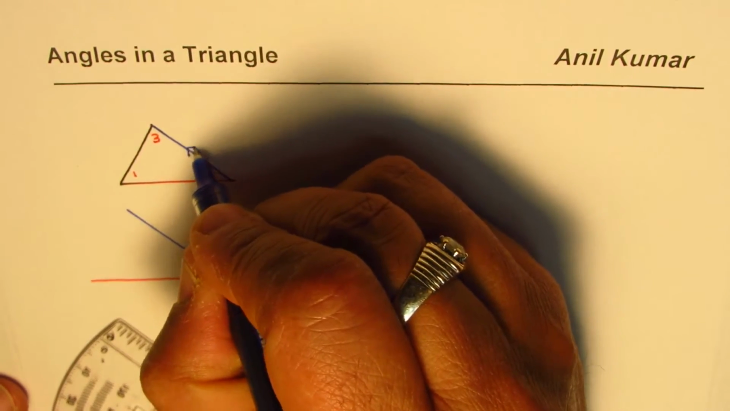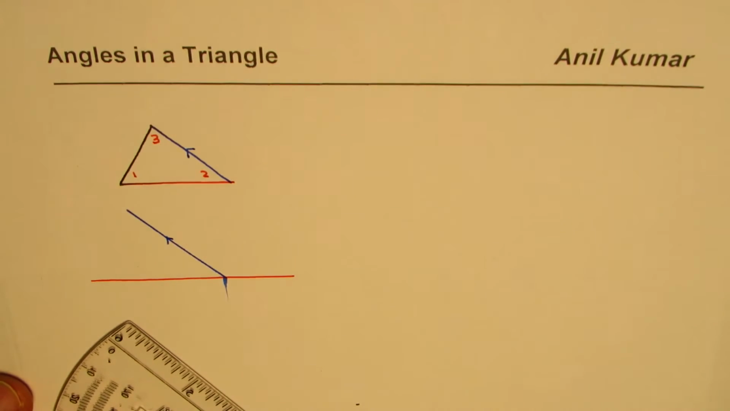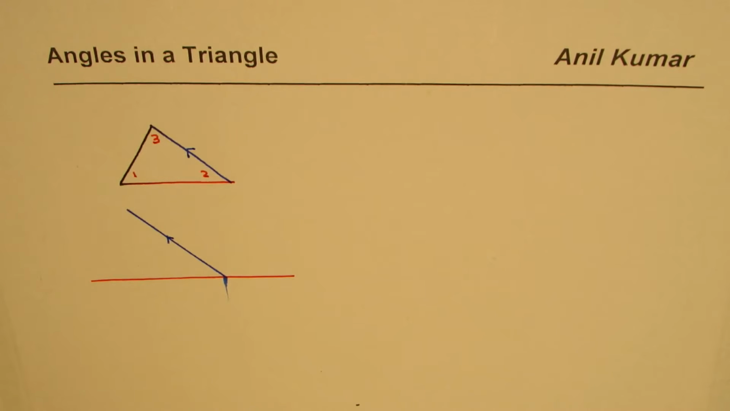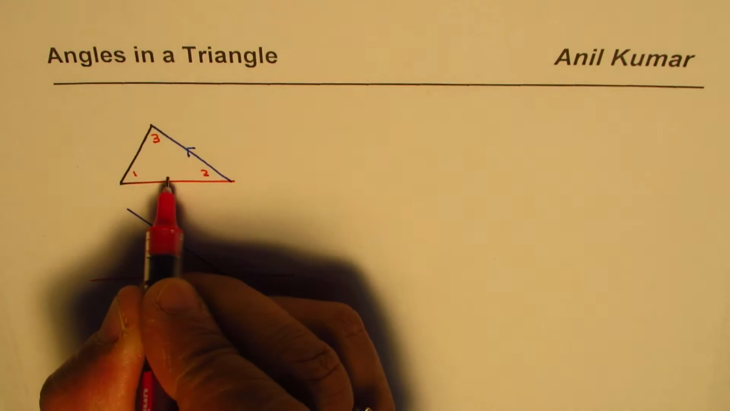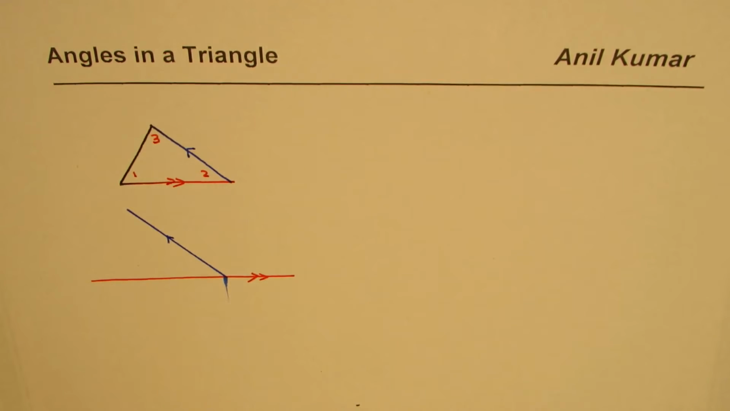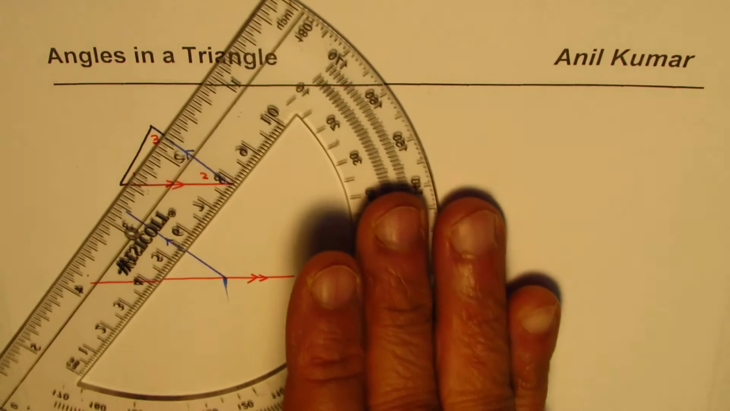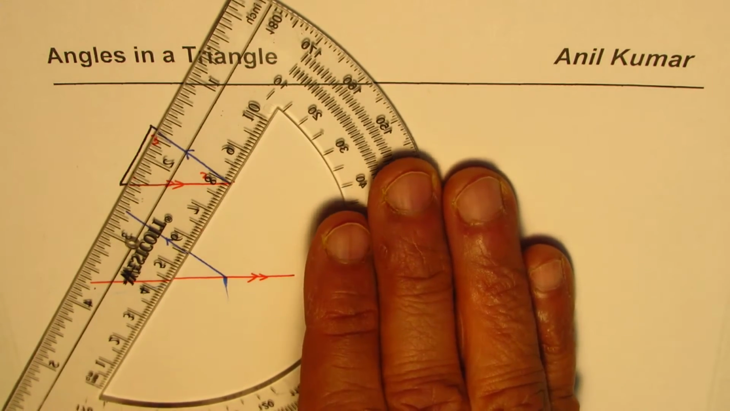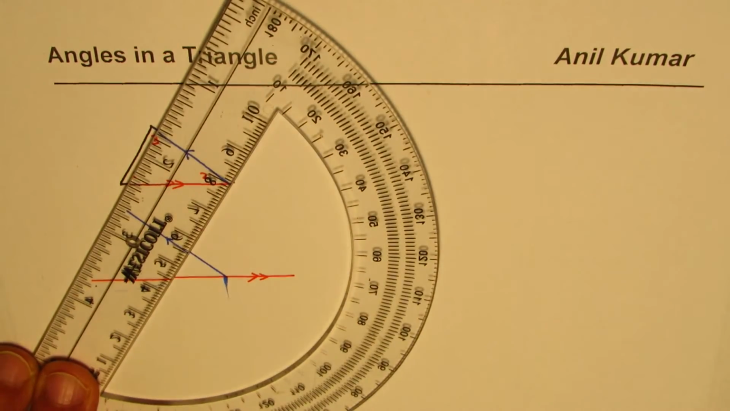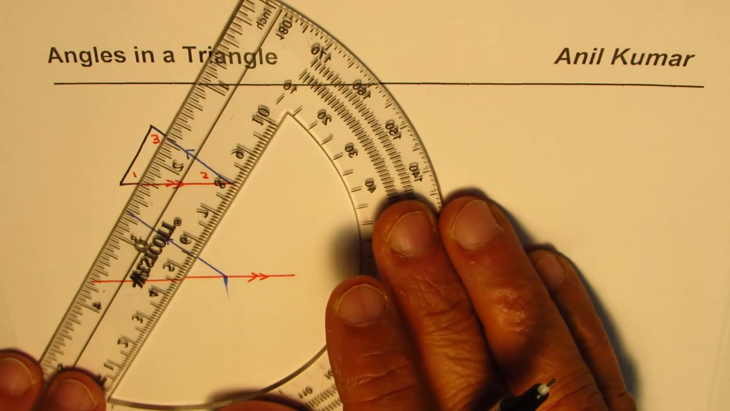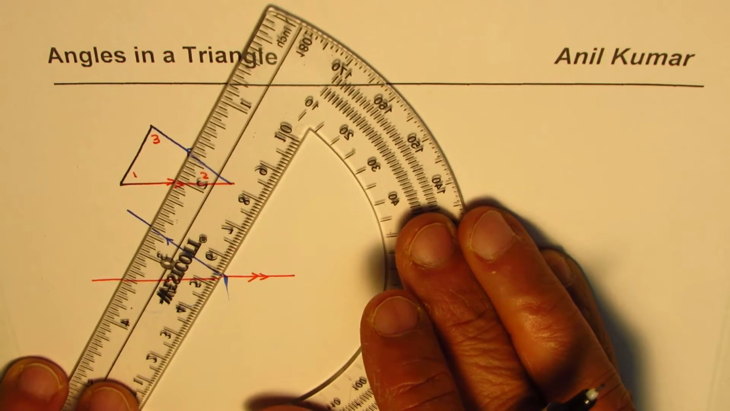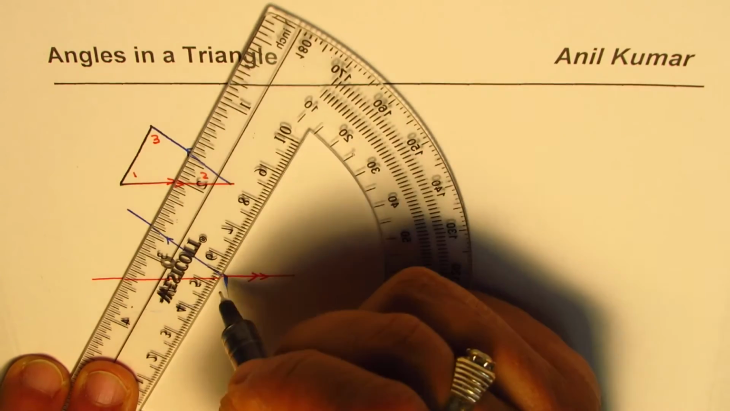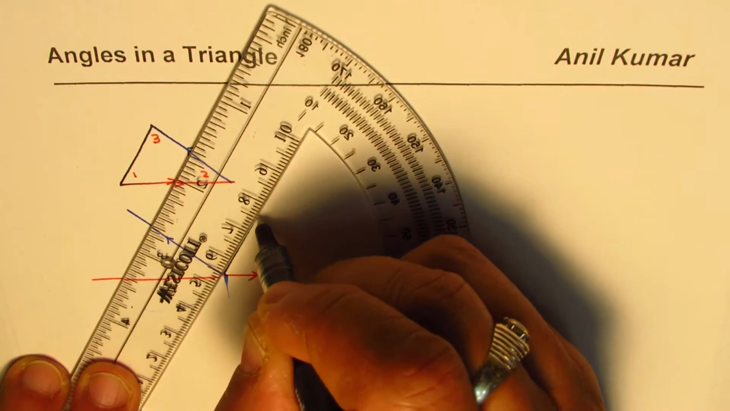So what we have here is that these two lines are parallel. And of course the horizontal lines are also parallel. So this line is also parallel to this line. Now the idea is to sketch another line which is parallel to the third line of the triangle. So that is the third line. We'll just move this and say this seems to be good enough. So this line is parallel to this line here.